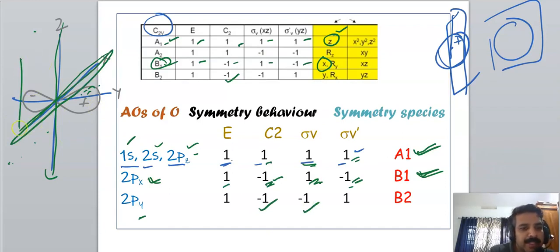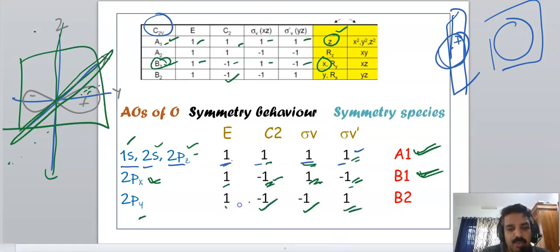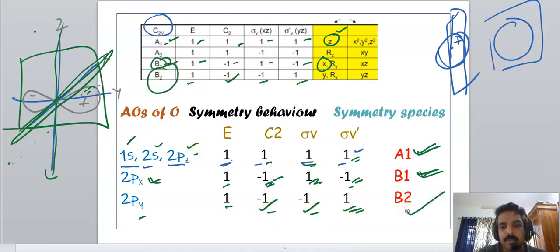And sigma v yz is this plane. No change in the sign. Therefore, this is 1. So 1, minus 1, minus 1, 1. It belongs to the B2 representation. So 2py symmetry is B2. Or another way, we can easily find out from the character table itself, because the coordinate y transforms similarly to the 2py orbital. It belongs to B2.